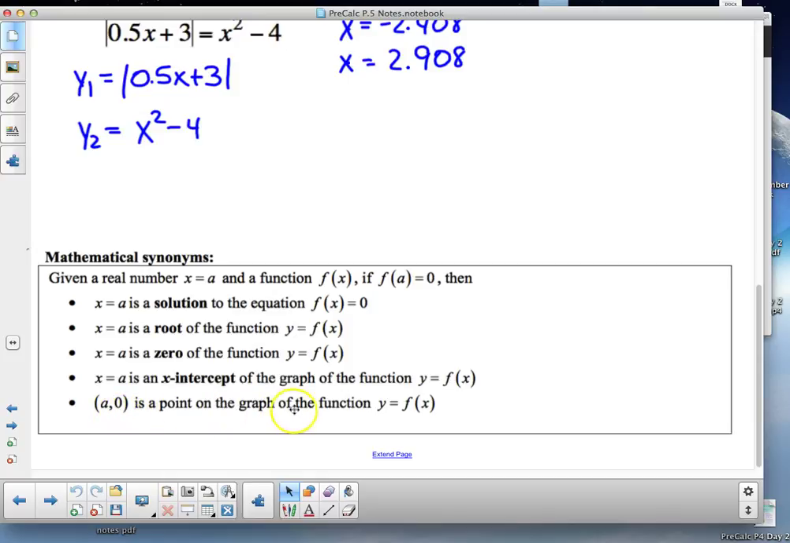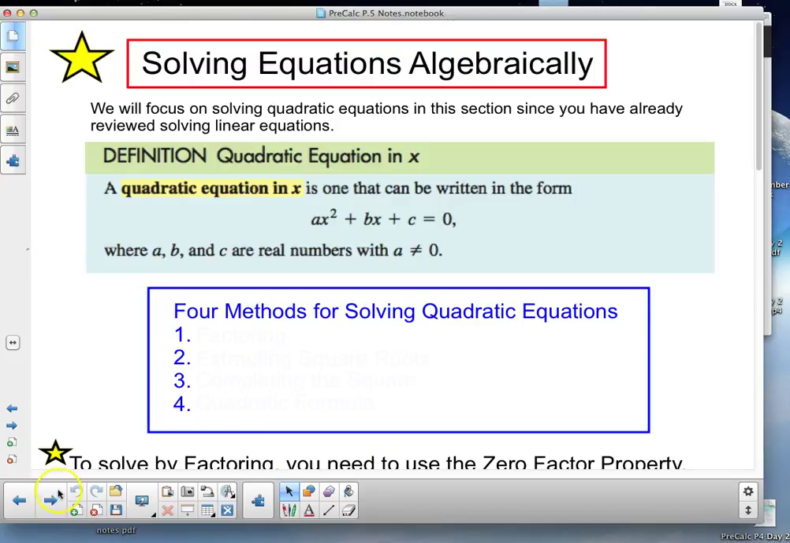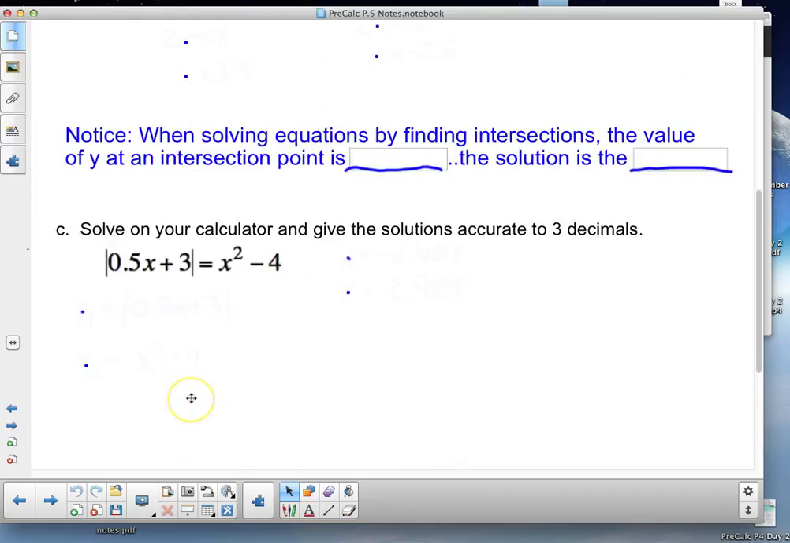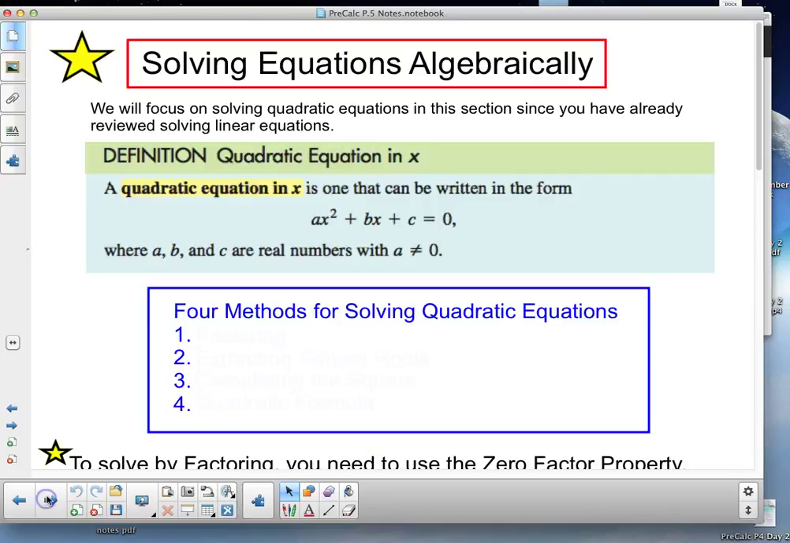A zero is a point on the graph of the function y equals f of x. So all these things mean the same thing. We're looking where it's going to cross that axis. I'm just going to make sure I caught everything. Yep, okay, good, we're going on.